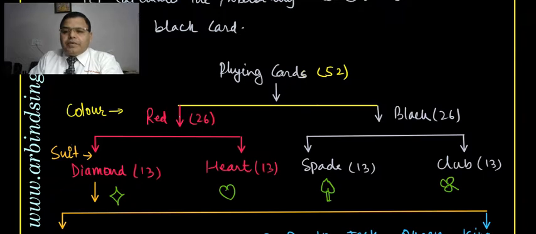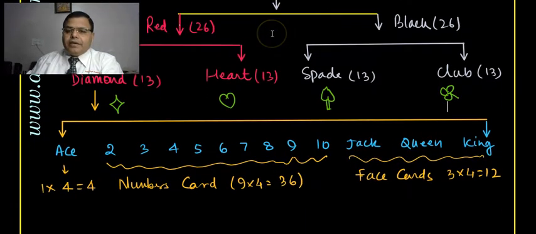So each one of them is 13 cards, and the 13 cards of one suit are further divided in this way. First is called Ace, which is written in symbolic form as A, and then 2, 3, 4, 5, 6, 7, 8, 9, 10. And one card is known as Jack, represented by J, Queen, Q, and King, K. So these three have some photographs on them, and therefore they are called face cards.